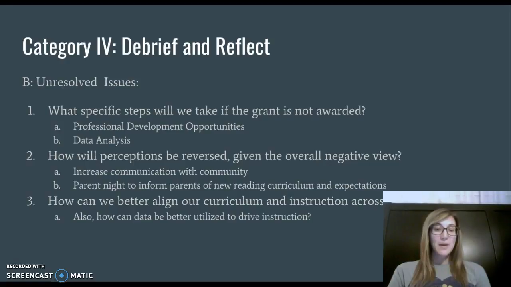And third, how can we better align our curriculum and instruction across the district? So how can all of the elementary schools in our district get on the same page and just be consistent across the board, and how can we better utilize our data so we can drive our instruction again among the whole district.